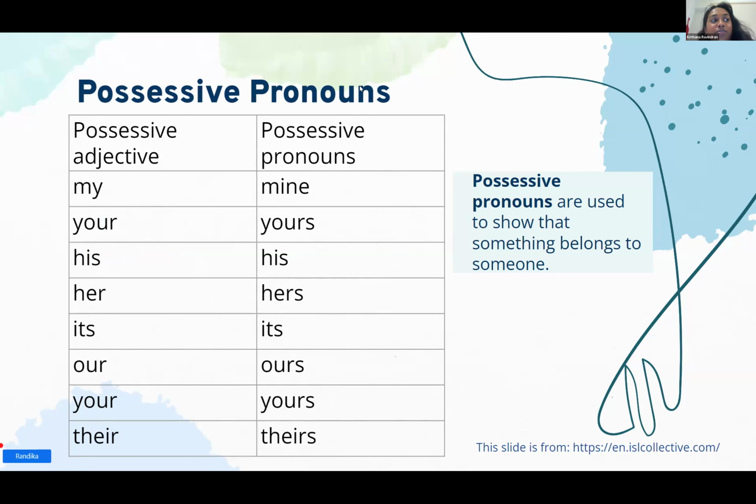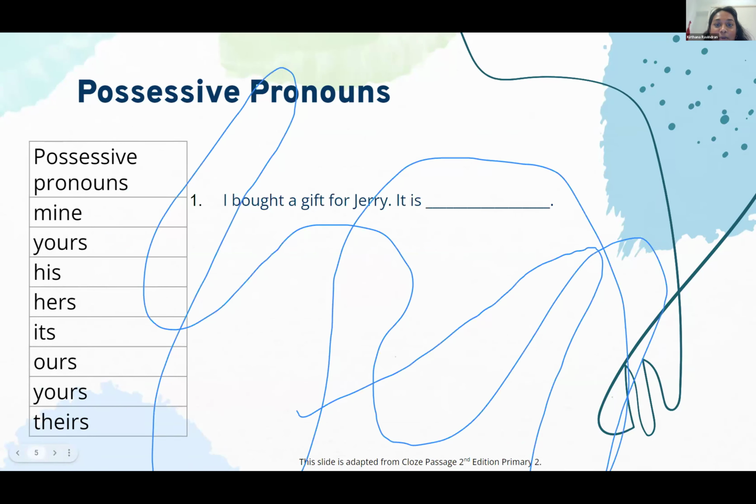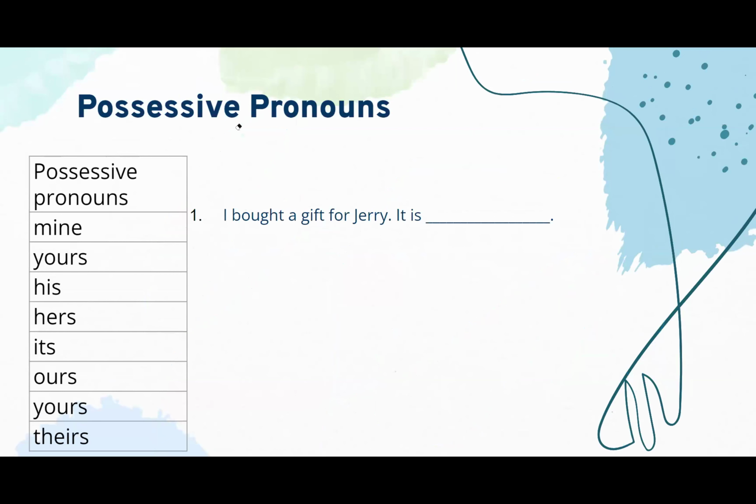For example, if I see a dog and the dog belongs to me, I'll say that dog is mine, or that dog is yours. That's just the meaning of it. So these are the ones: mine, yours, his, hers, its, ours, yours, and theirs. Anyone want to try the first one?